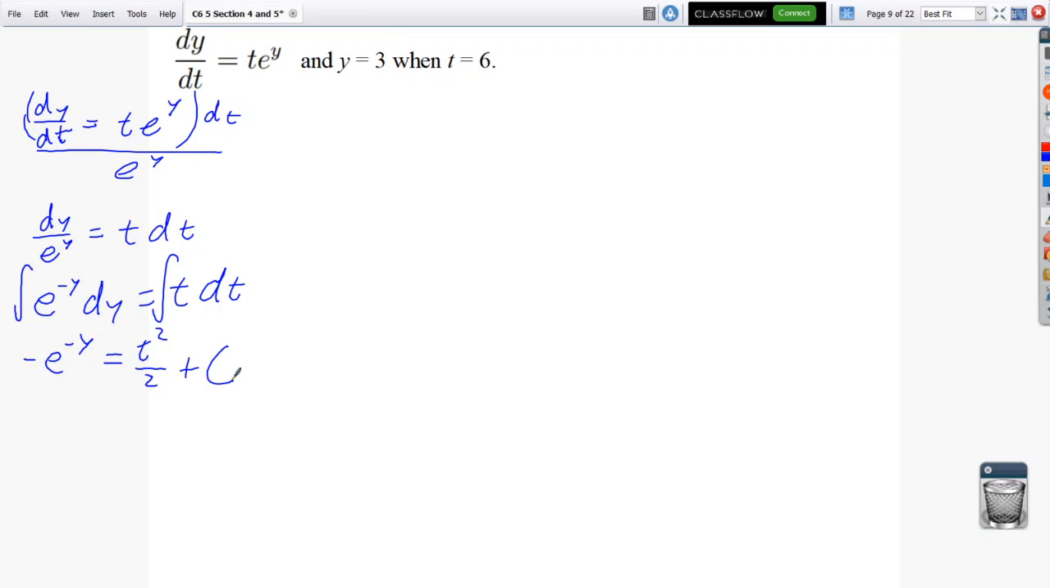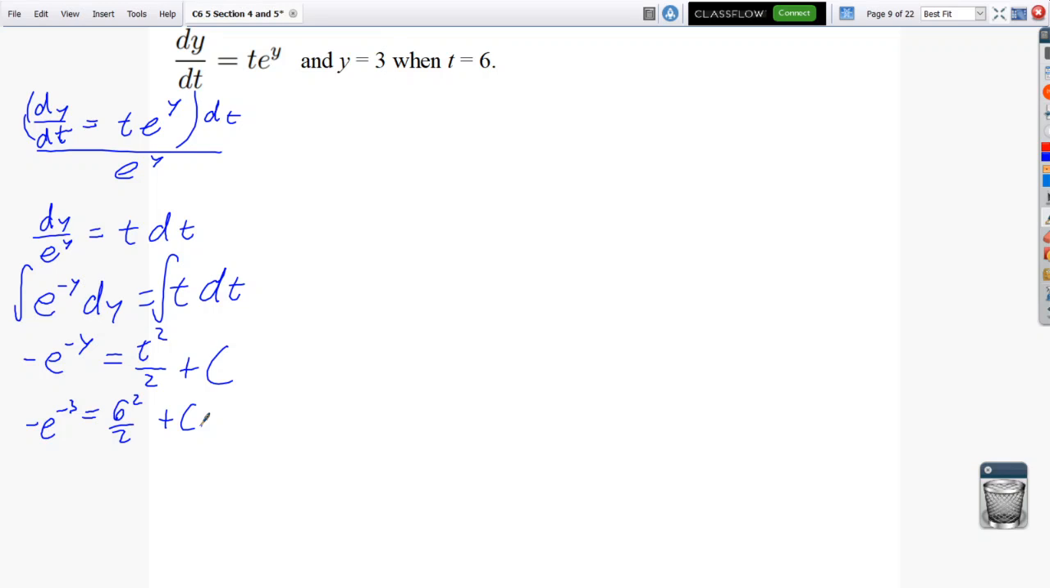All right, so I've done my first two steps. I've separated my variables and I've integrated. Now I want to solve for c. Solving for c should not scare you. I mean, we've done all of the calculus that's required. Everything else is going to be pre-calculus and before. So looking here, I see y is equal to 3, so I've got negative e to the negative 3 is equal to, what's t? t is 6. So I'm going to have 6 squared over 2 plus c.